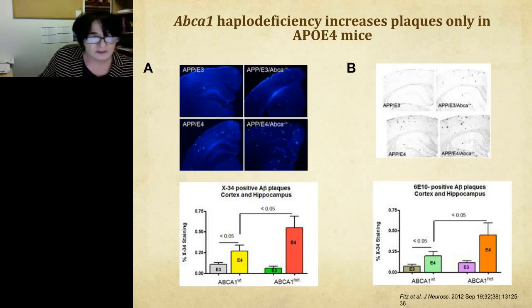In the next experiment, we were interested to assess the level of amyloid plaques and how the deficiency of ABCA1 changes amyloid deposition in E3 and E4 expressing mice. First, this figure compares APPE3 and APPE4 mice expressing wild-type ABCA1, and you can see that there is approximately a 2 times difference between them, which is reminiscent of the human population, where E4 carriers have more amyloid plaques than E3. When one copy of ABCA1 is deleted, you can see that the plaques in E4 mice increase more than 9 times, and there is a very significant difference between E4 and E3 mice.